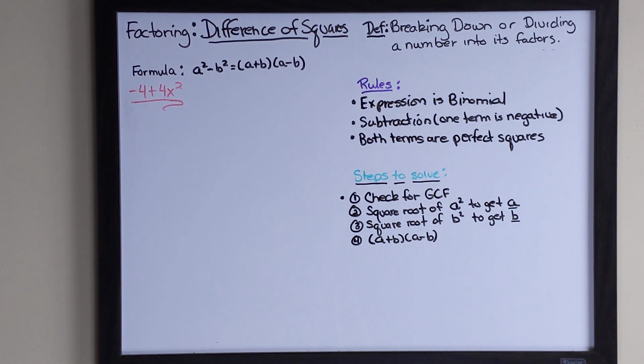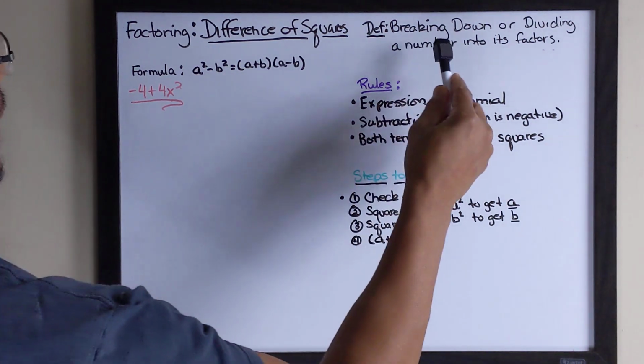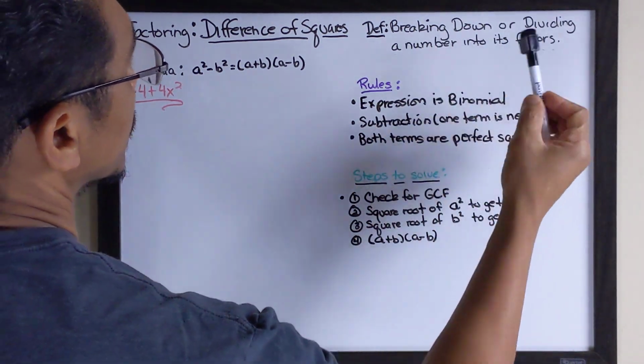Hello class. In this video, we're going to talk about factoring, specifically difference of squares. Before we get started, let's define factoring. Factoring is breaking down or dividing a number into its factors.